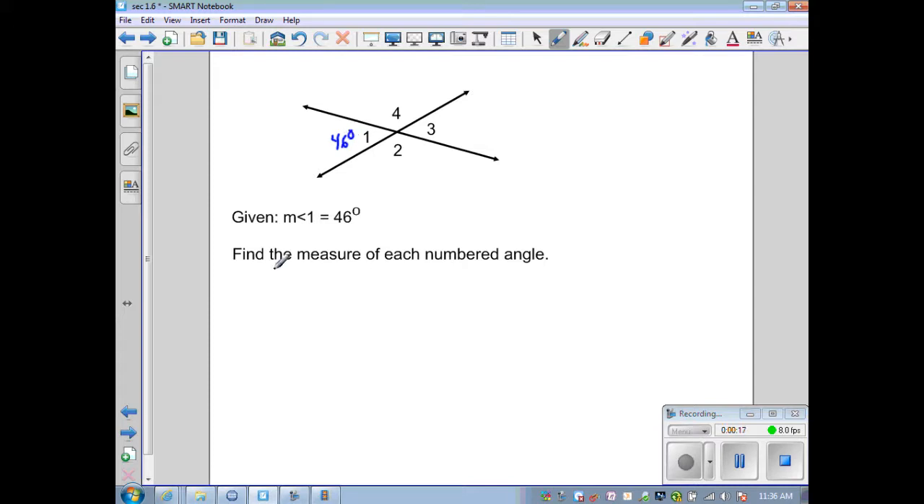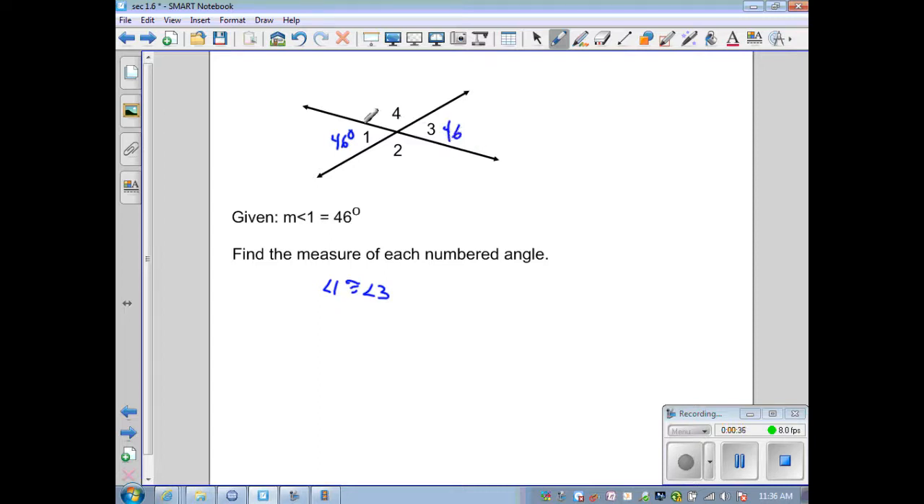Using the next diagram, we're given that the measure of angle 1 is 46 degrees. And they want us to find the measure of each numbered angle. Here, we're given 2 straight lines. And I know that angle 1 and angle 3 are vertical angles. Therefore, angle 1 is congruent to angle 3. Therefore, the measure of angle 3 must be 46 degrees.